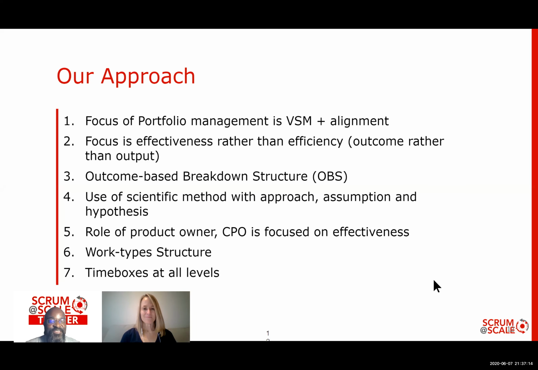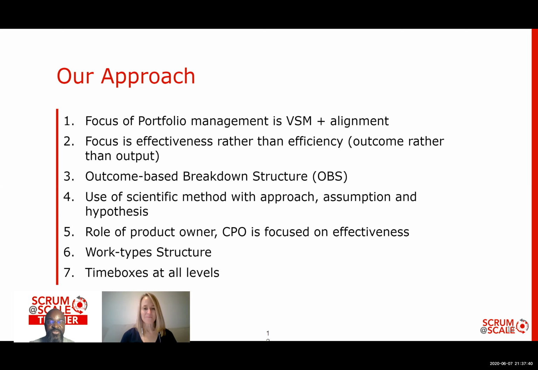So, welcome back with Brian and Rhonda, and we are working on the seventh principle of our approach to Agile Portfolio Management. So, our sixth principle is our work type structures. So, let's give a little bit of description of what we mean by work type structures.